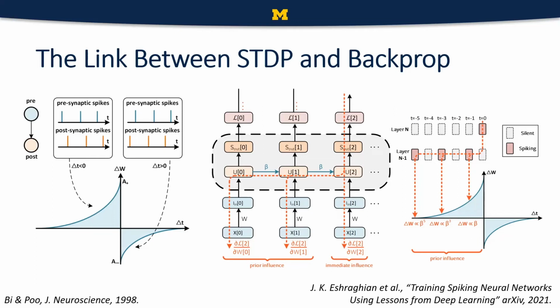There's this subtle link between backpropagation through time, which was derived using calculus and functional optimization, and STDP, spike timing dependent plasticity, which is completely derived from biological experiments. So there's no reason why this link needs to exist, and yet it does exist.